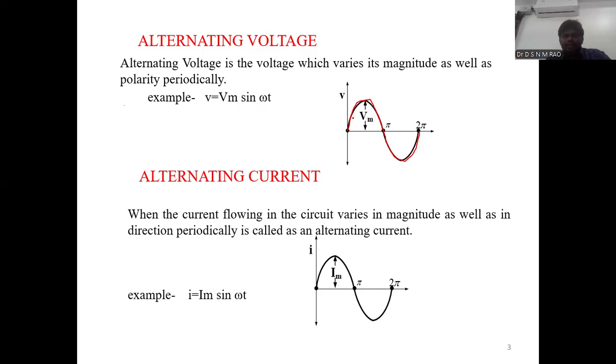It constantly changes its magnitude and also reverses the polarity. These are the positive values, these are the negative magnitudes. So its magnitude is constantly changing and the polarity is also changing. This is the negative values, these are the positive values.